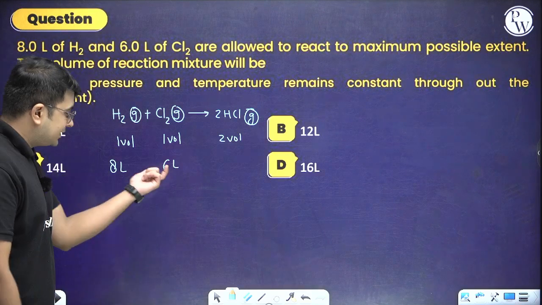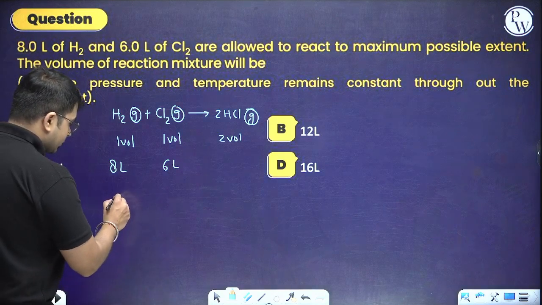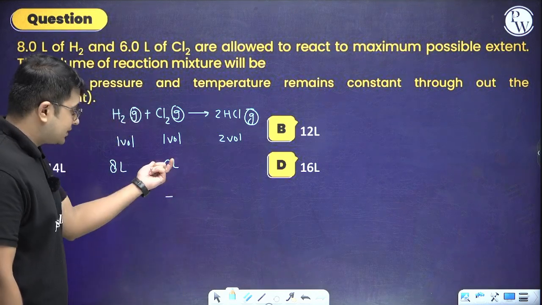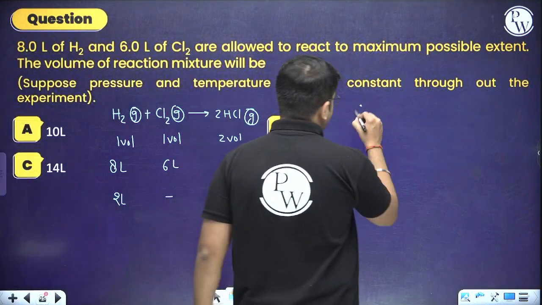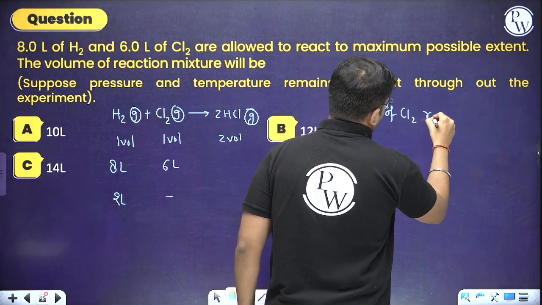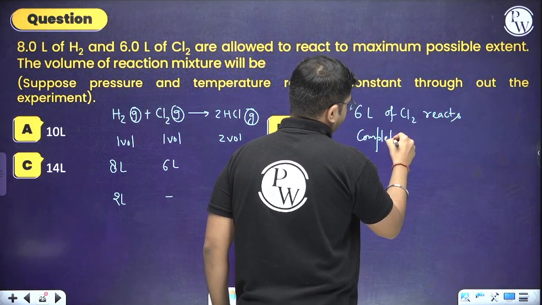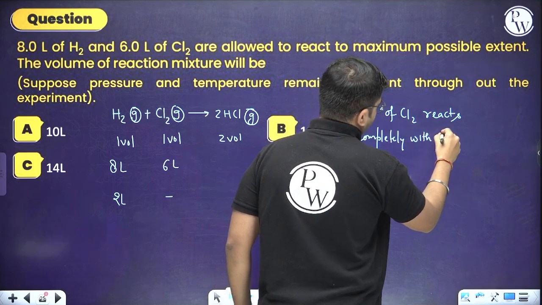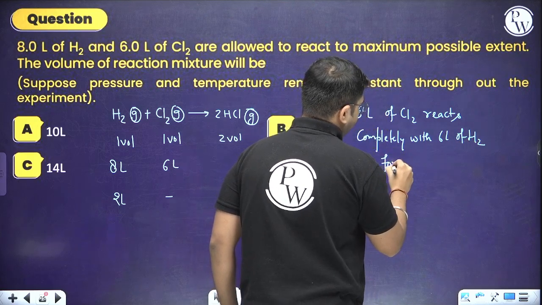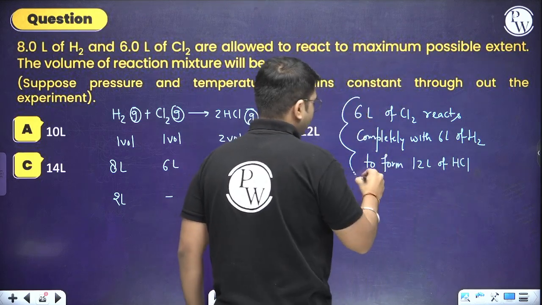So I can say that 6 liters of Cl2 is going to react with 6 liters of H2 completely. So after the reaction, we will be left with 2 liters of H2 here, and the Cl2 is going to be completely consumed because the 6 liters is going to combine with 6 liters. So I can say that 6 liters of Cl2 reacts completely with 6 liters of H2 to form 12 liters of HCl according to the same law.